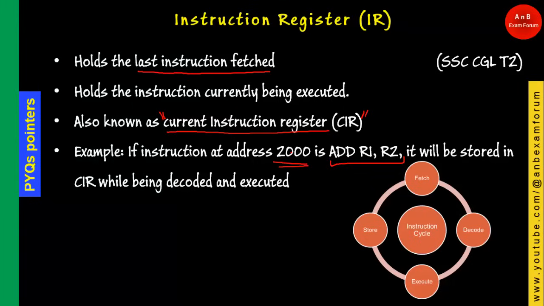Okay, so let's combine the PC and IR. As we have seen, if my PC is 2000 during the fetching phase, after fetching it will be increased to 2001, and the instruction at 2000 will be stored in the instruction register. It means that this instruction is executing.